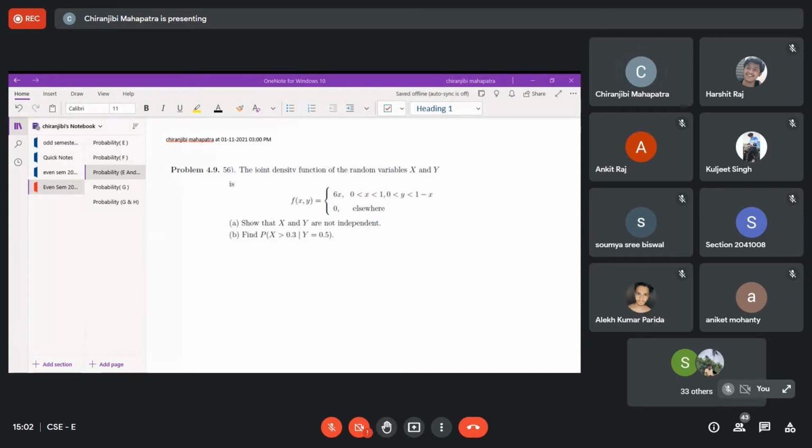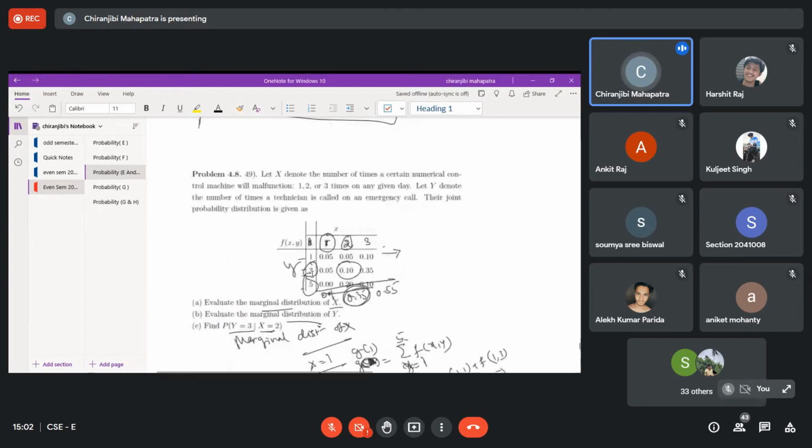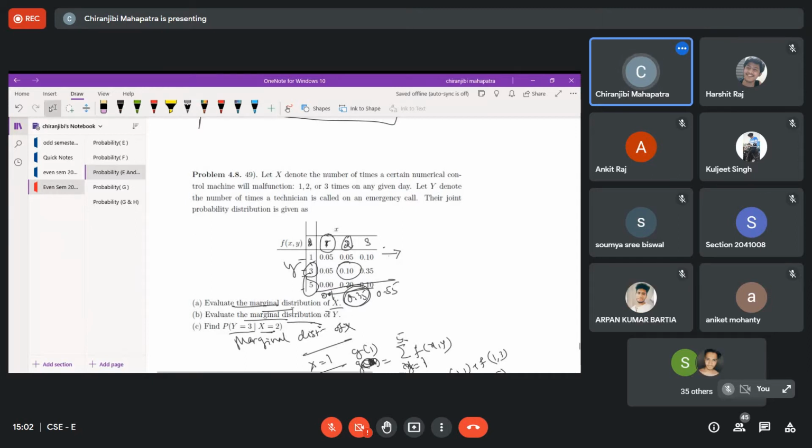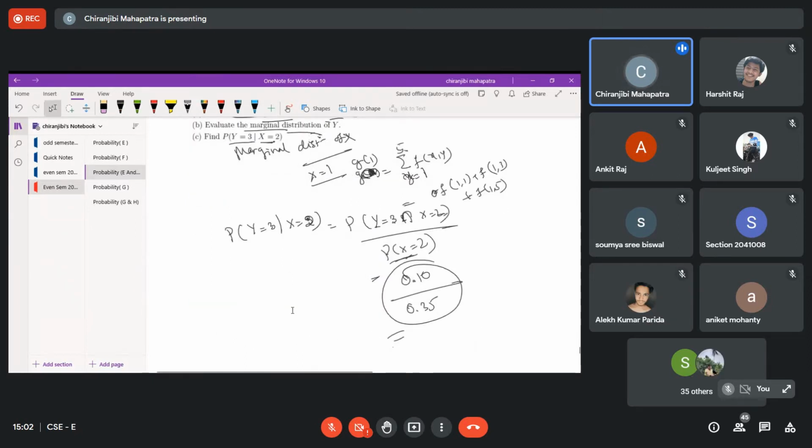Okay. Last class we were discussing the joint probability distribution. I have solved some problems related to that. In the problem we solved, the distribution of x and y was given, and from that you had to find the marginal distributions of x and y, and find the probability that y equals 3 when x equals 2. So this thing has already been solved.